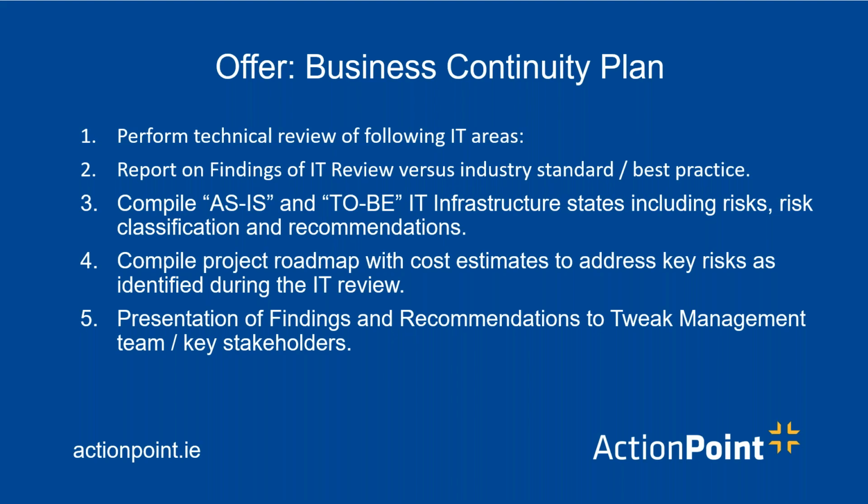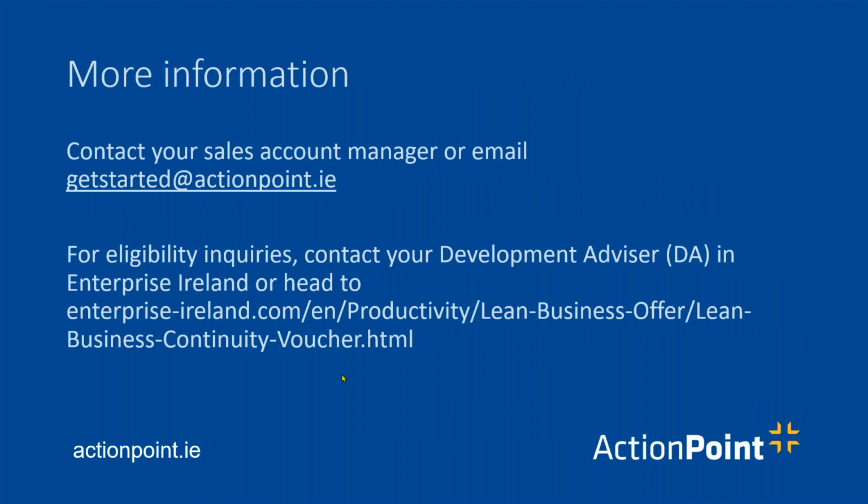Compile a project roadmap with cost estimates to address key risks identified during the IT review. So again, this is the roadmap. This is what we come back to the board with. We've looked at our findings, we've looked at the risk assessment, and now you have a document that you can act upon or get sign-off or approval on. And then the final piece is the findings and recommendations, where we present back to your key stakeholders. That whole package costs 2.5K.